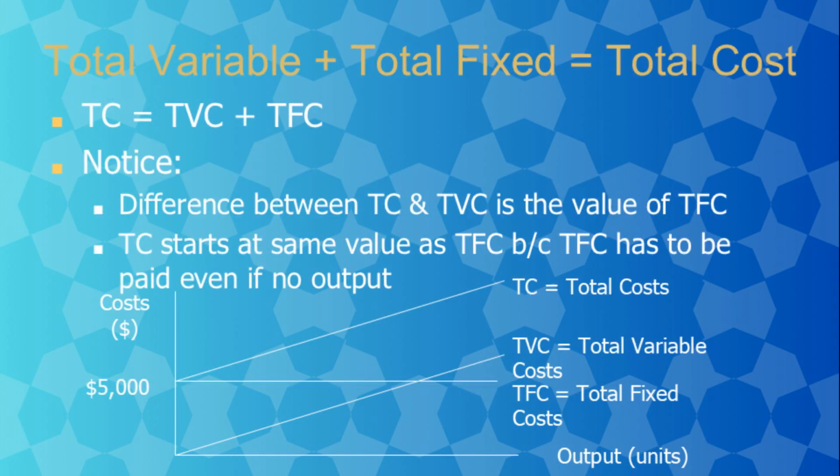Total cost is the sum of total variable costs and total fixed costs. The difference between total cost and total variable cost is the value of total fixed cost, which must be paid regardless of output. This calculation is essential for budgeting and financial planning.